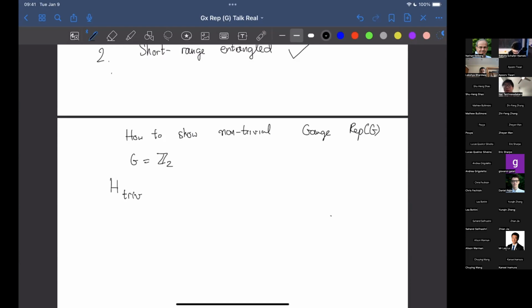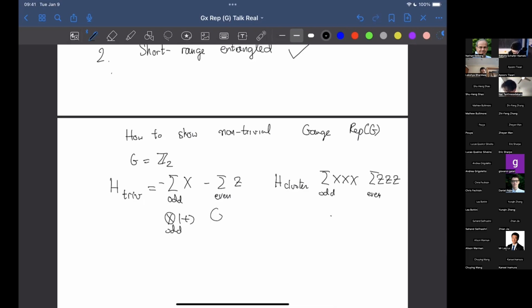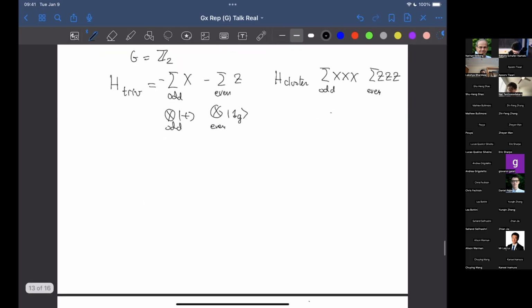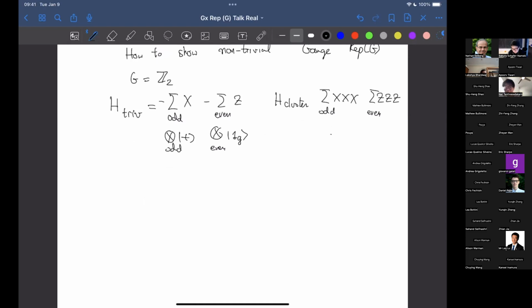So there are two Hamiltonians that I'm interested in. The cluster Hamiltonian I mentioned, which has XXX on the odd terms and ZZZ on the even terms. The trivial Hamiltonian has a product state and is given by X on the odd terms and Z on the even terms. So the ground state is just going to be the plus state for odd and the group identity state for even. And the idea is we're going to gauge rep G acting on the even sites. That'll turn Z into ZZ and XX into X.